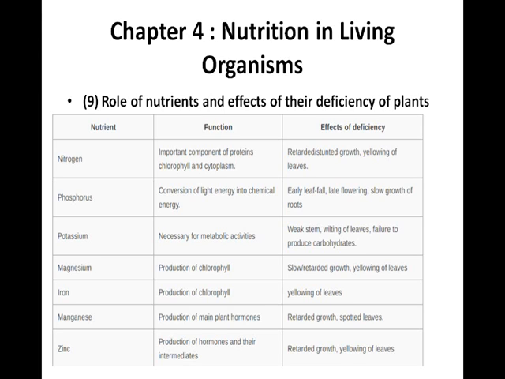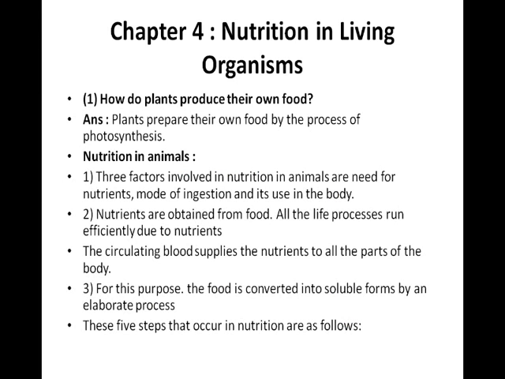Magnesium: production of chlorophyll. Deficiency: slow retarded growth, and again yellowing of leaves can be caused due to magnesium deficiency. Iron: production of chlorophyll. Yellowing of leaves again can be caused due to the deficiency of iron. Manganese: production of main plant hormones. Deficiency: retarded growth and spotted leaves. If you find your leaves are getting spots, it means there is a deficiency of manganese in the plant. Zinc: production of hormones and their intermediates. Retarded growth and again yellowing of leaves may be caused due to the deficiency of zinc.